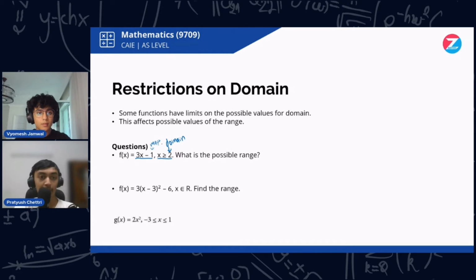So if we want to find the possible range, we basically plug the 2 into this function. So we put 3 times 2 minus 1, which gives us 5. And this means that at this value, it's 5. And x is greater than or equal to 2. So our f of x values will, wait, no, not f of 5, my bad. F of x will be greater than or equal to 5.